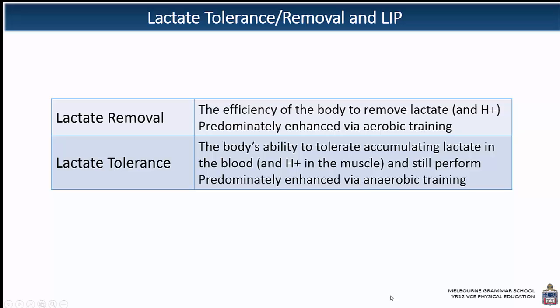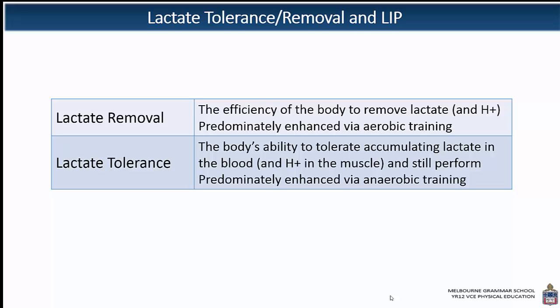One of the areas that VCAA constantly recommends that teachers address is the concept of lactate tolerance, the concept of lactate removal, and the lactate inflection point, because questions are constantly coming up in this area and students are still having a little bit of trouble telling the difference between the two. So while it might sound relatively self-explanatory, let's go through the definitions.